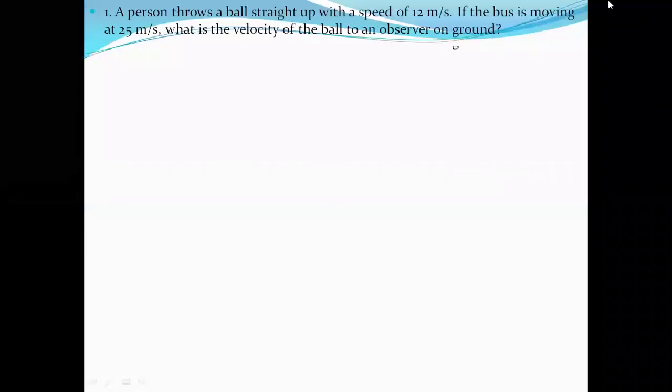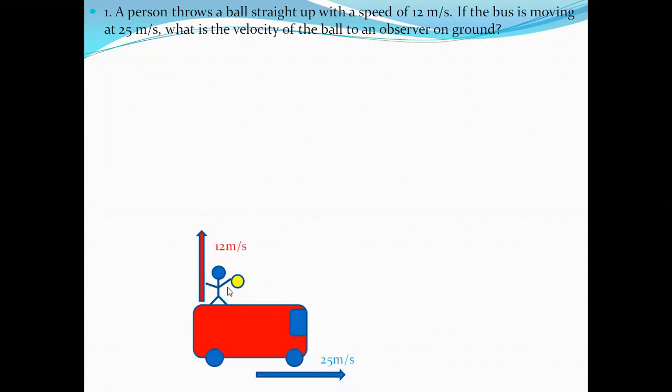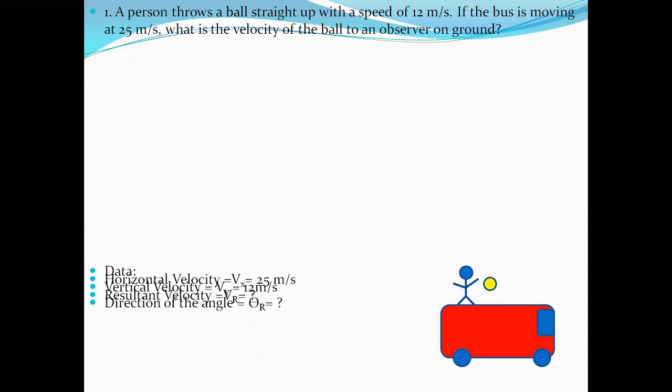A person throws a ball straight up with a speed of 12 meter per second. If the bus is moving at 25 meter per second, what is the velocity of the ball to an observer on the ground? Let us assume that this is the bus and a person standing with the ball, and he throws the ball into the air vertically upward with a velocity of 12 meter per second, while the bus was moving with 25 meter per second, like this, and he catches the ball as well.